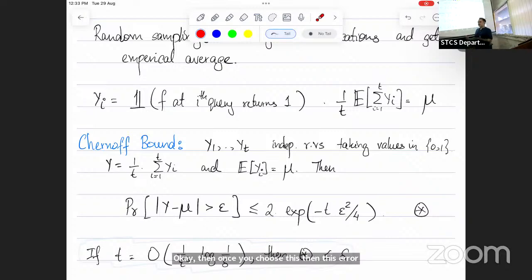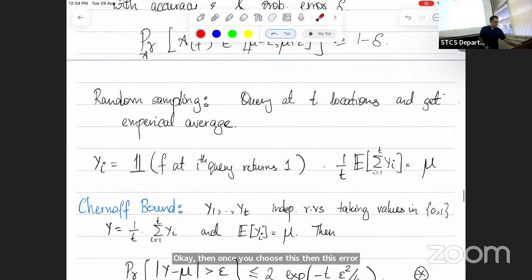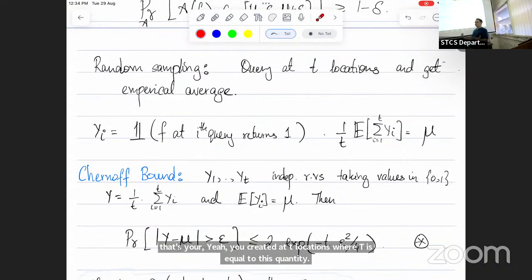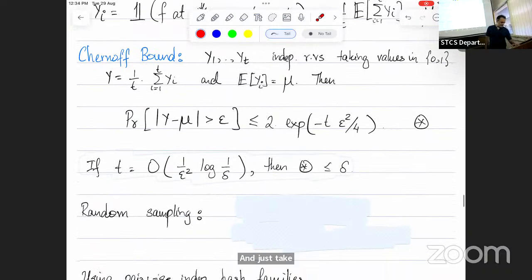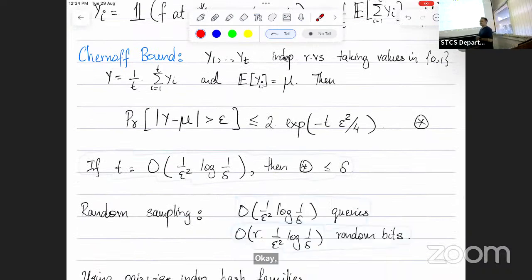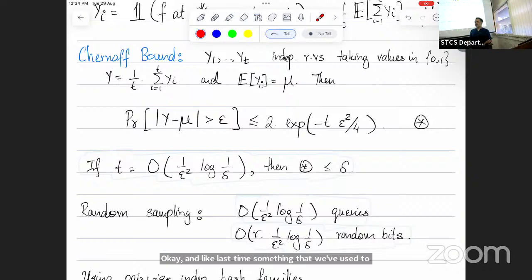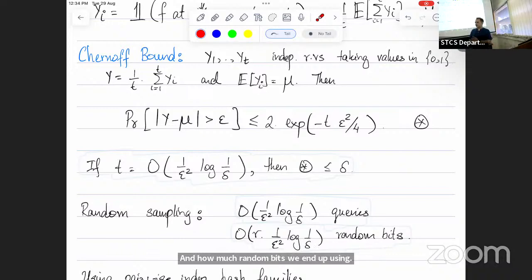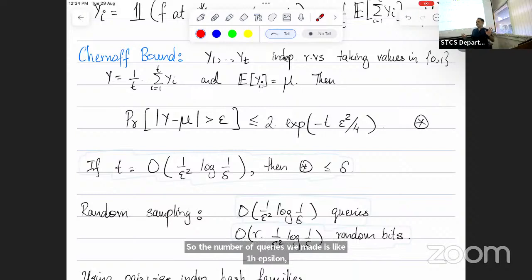So that's the random sampler. You query it at t locations, where t is equal to this quantity, and just take the empirical average and output that. Okay, and like last time, what we use to measure how well we are doing is how many queries we made and how many random bits we ended up using. The number of queries we made is 1 over epsilon squared log 1 over delta. And it turns out this is tight up to constants, and you will need to make this many queries.